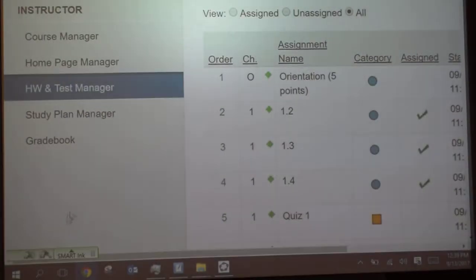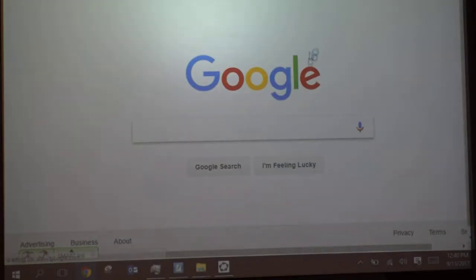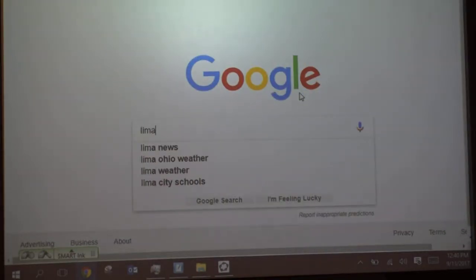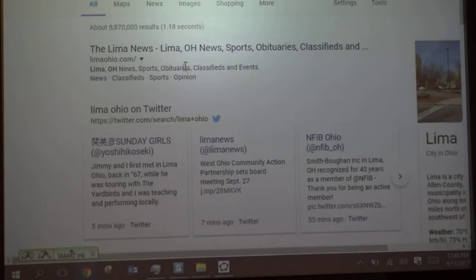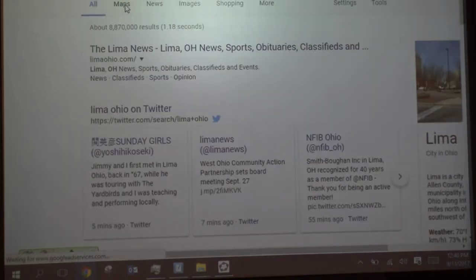Let's see here. I don't have Google Earth on here. Will it give me more map? There we go.